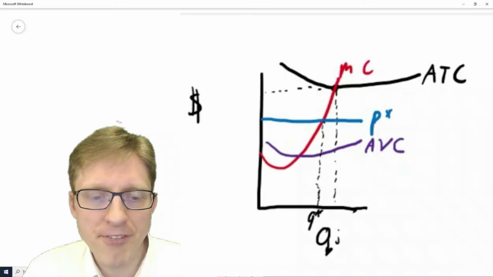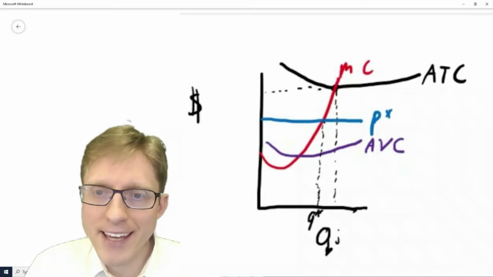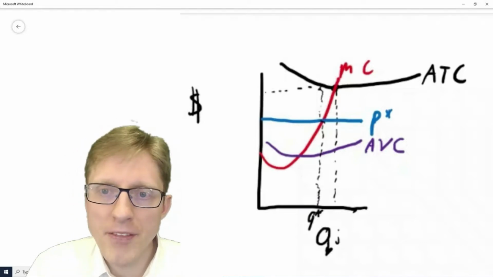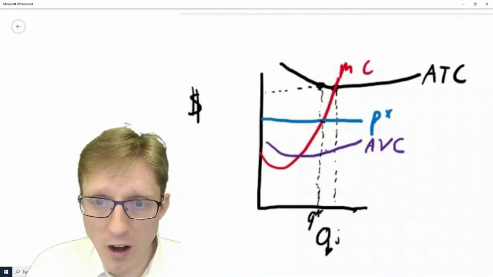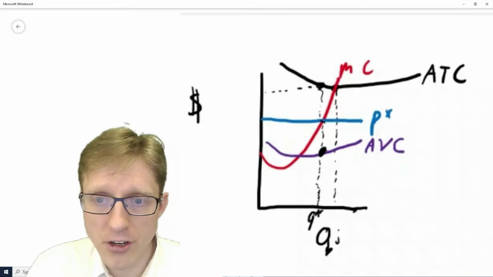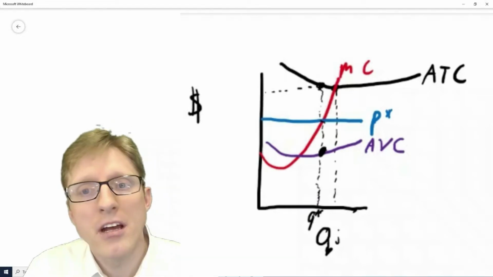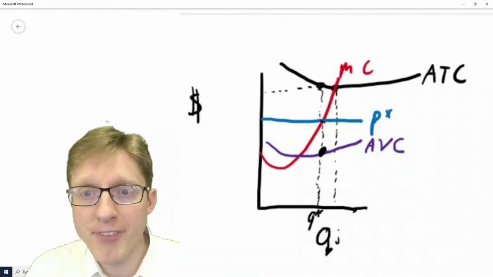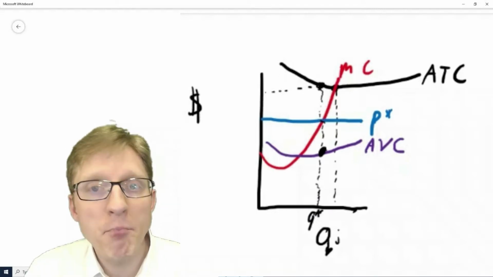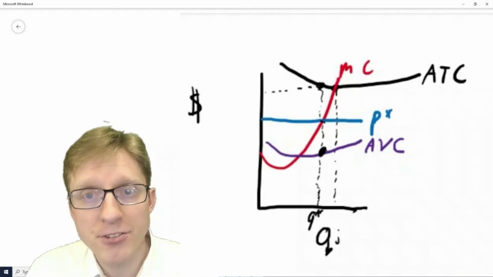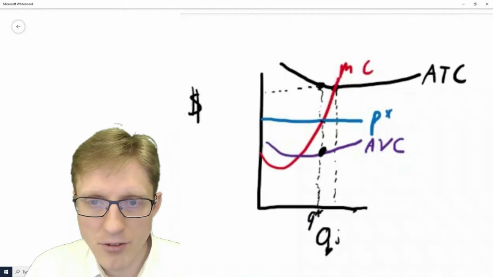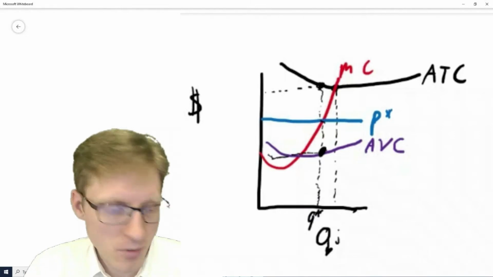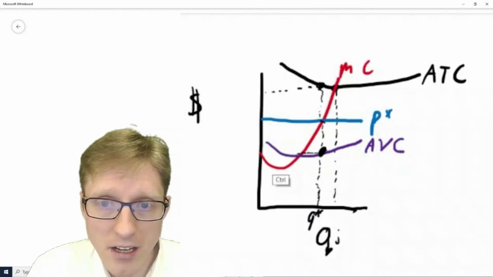And let's see what the fixed costs are on this graph. If we take the difference between the height of the average total cost and the average variable cost curve at this Q star amount, that gives the average fixed cost, or the fixed cost divided by the number of units. If we then multiply that by the number of units sold, that gives the total fixed cost.